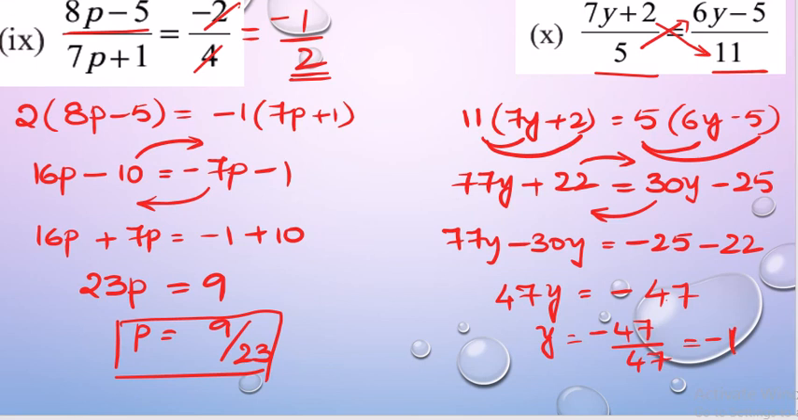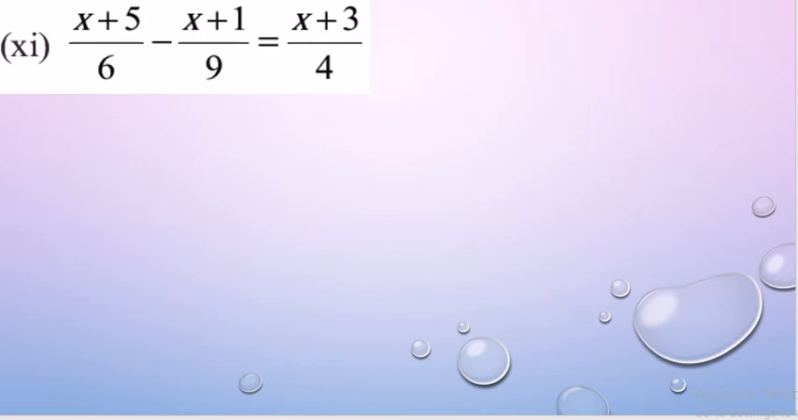Okay, now let us move on to the next question. If you observe this particular question, in each and every term we have a variable. When you have such types of questions, you need to simplify the left-hand side and right-hand side separately, and after that we need to do the simplification. First of all, we need to simplify this left-hand side because we have two terms on the left-hand side, right? Now first of all, what is the LCM of 6 comma 9?